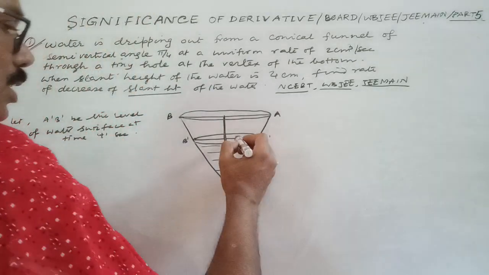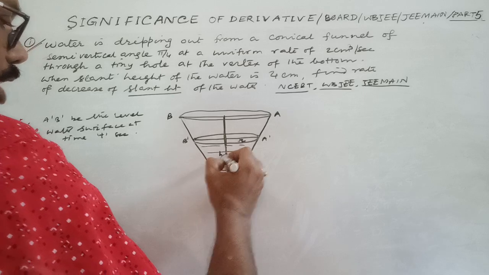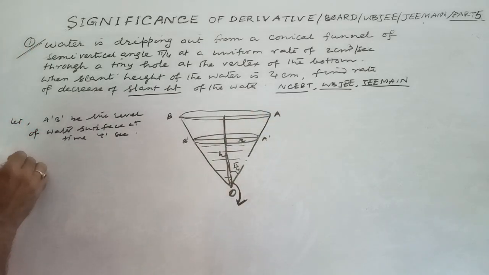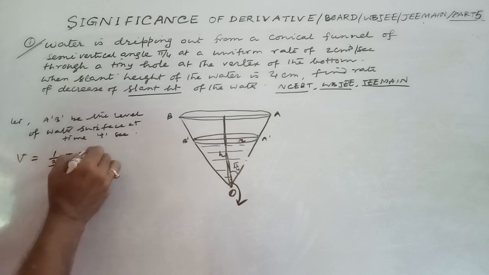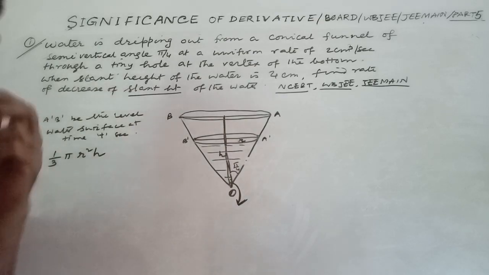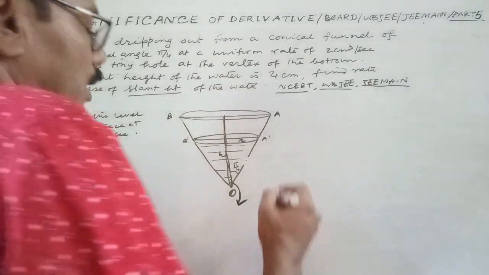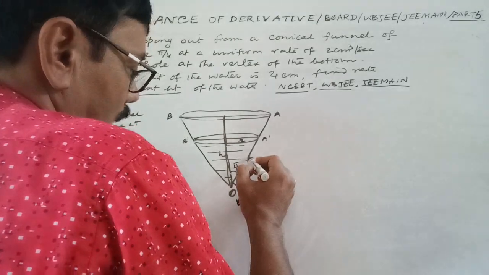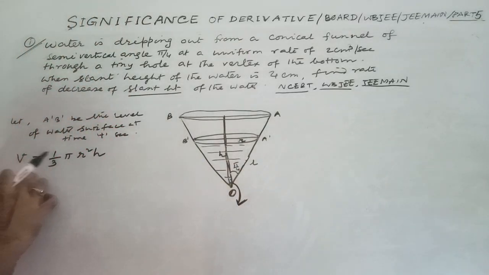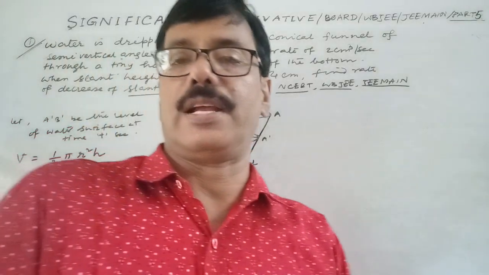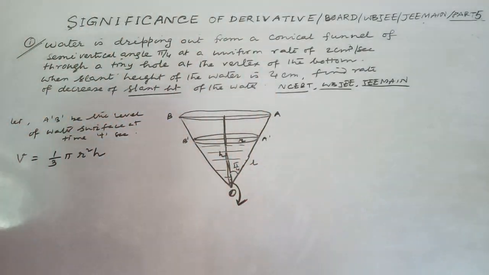Now suppose this is R and this is H. Now what is volume? Volume of the water is decreasing, so 1 by 3 pi r square h. Now data is given in terms of slant height. Now you have to express V in terms of slant height L. What is slant height? This is L in slant height.